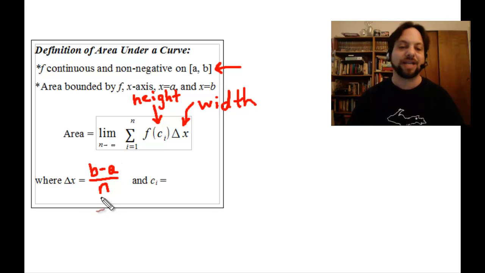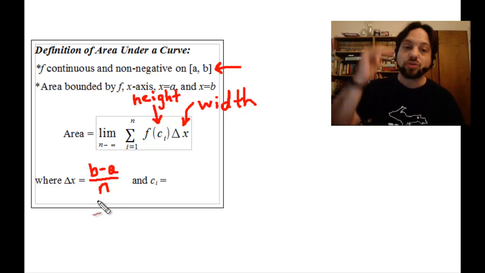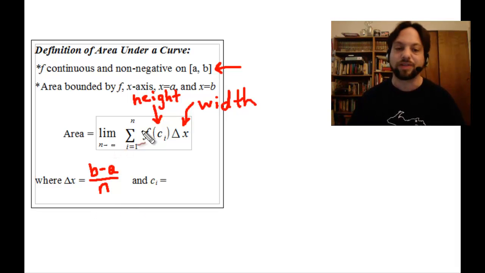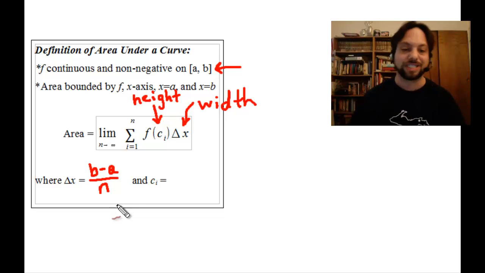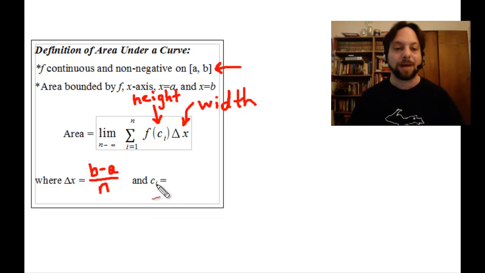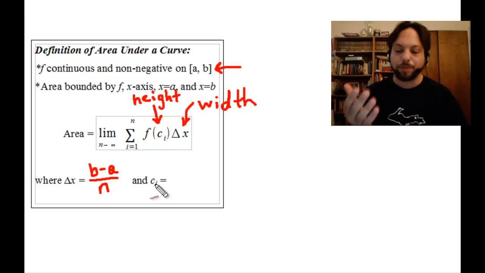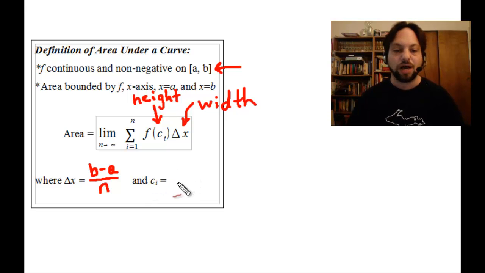So b minus a over n is the width of each rectangle, and how tall is each rectangle? Well, that we need to worry about what the actual function is. For the width, only the interval matters. For the height, only the function itself matters. So c sub i is simply going to represent each rectangle. It's going to start at the left endpoint of our interval, and we're going to add i multiplied by the delta x. What does this actually mean?